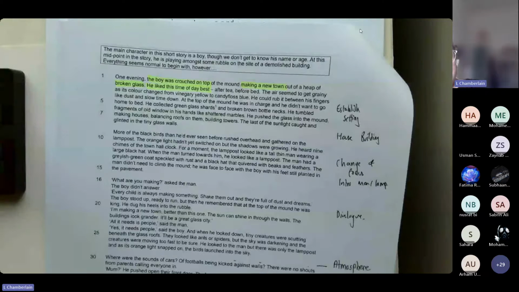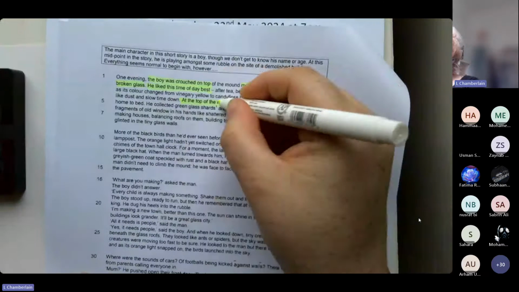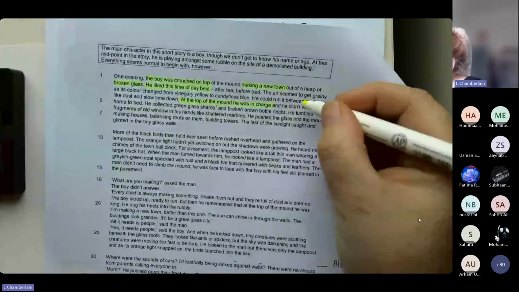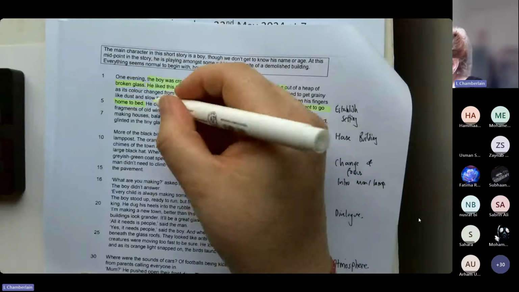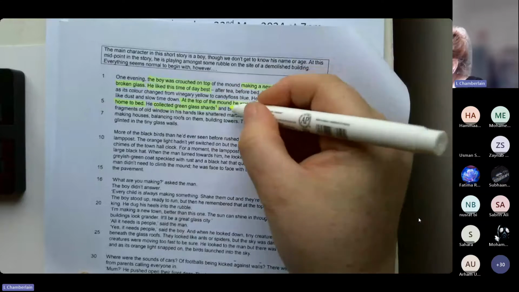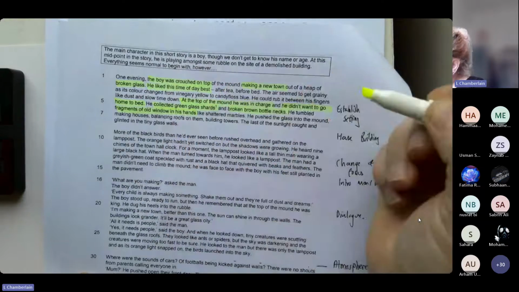The air seemed to get grainy as its colour changed from vinegary yellow to candy floss blue. He could rub it between his fingers like dust and slow down time. At the top of the mound, he was in charge. That's another piece of information I could include. And he didn't want to go home to bed. That's another piece of information I could use. He collected green glass shards. That's something. Broken bottlenecks. He tumbled fragments of old windows in his hands.